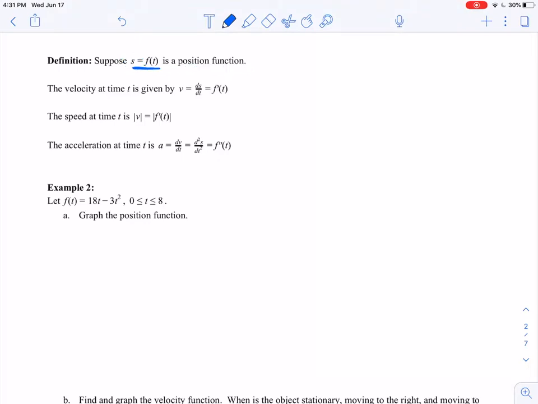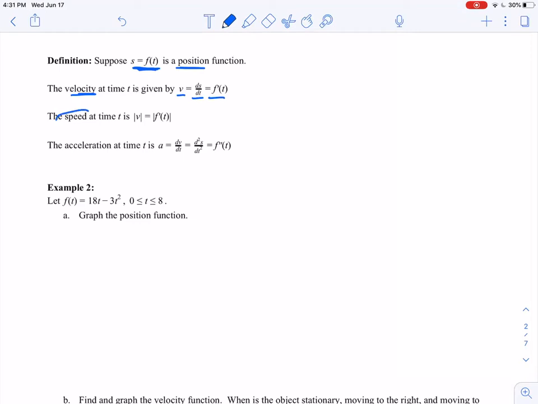The velocity at time t, so remember that velocity, well, that's just the rate of change of position. So the velocity is the derivative of the position function, ds over dt, which is f prime of t. These two are really saying the same thing. It's the derivative of s with respect to t, or f prime of t. You just pick your favorite notation. So the velocity is simply just the derivative of your position function.